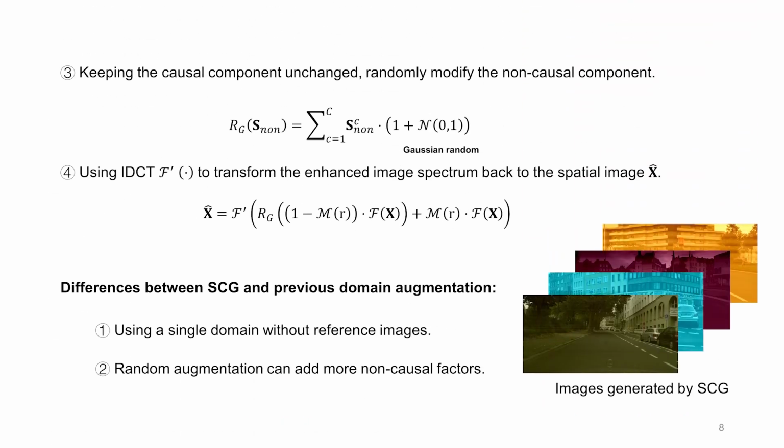We maintain the causal part unchanged and apply random transformation based on a Gaussian distribution to the non-causal part. Finally, we merge the spectrum of these two parts and transform them back to the spatial image using the inverse discrete cosine transform. The SCG only requires a single source domain without additional reference images, and it can incorporate a rich set of potential non-causal vectors from the target domain.